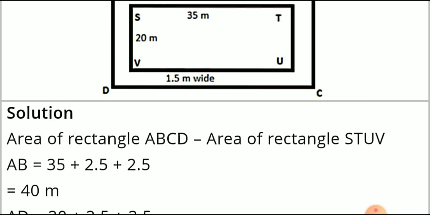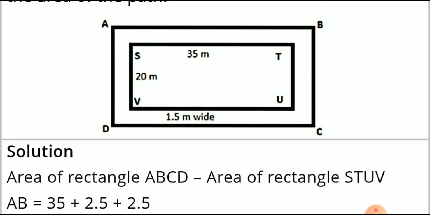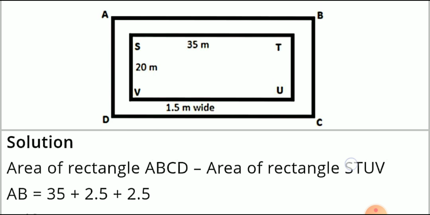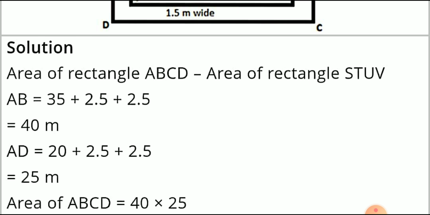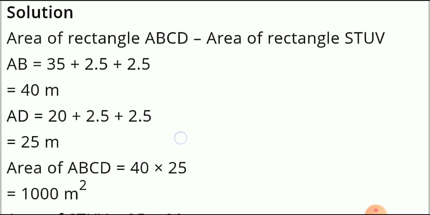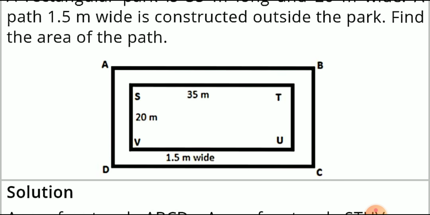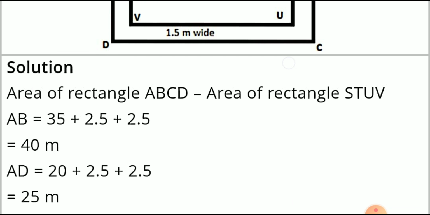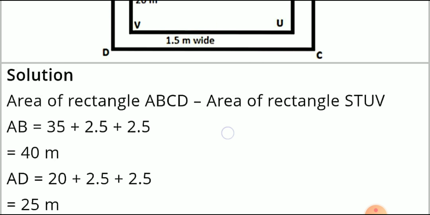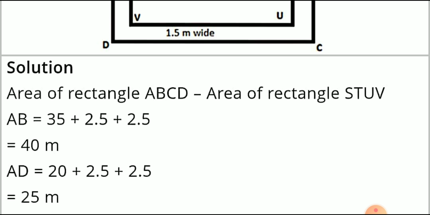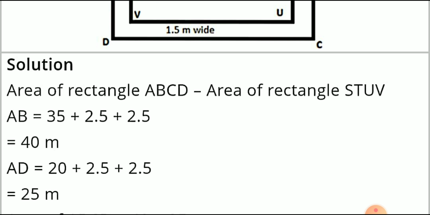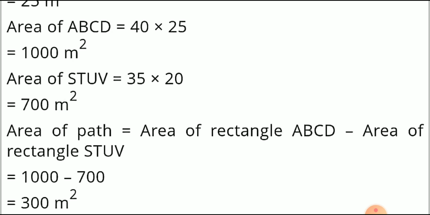See the solution. Area of rectangle ABCD, which means the outer rectangle, and area of rectangle STUV, which means the inner rectangle. Both the areas you need to subtract. So how to calculate the length of AB? Length of AB equals 35 plus 1.5 on each side, so you can add 1.5 twice, not 2.5, then only you will get the answer.